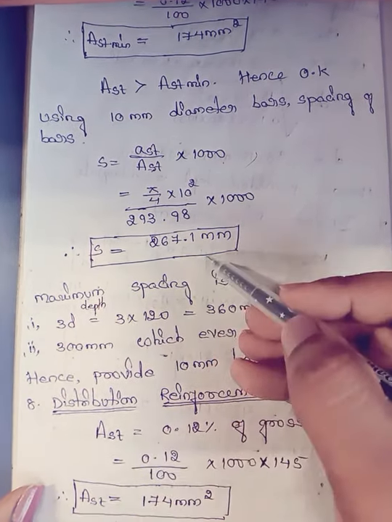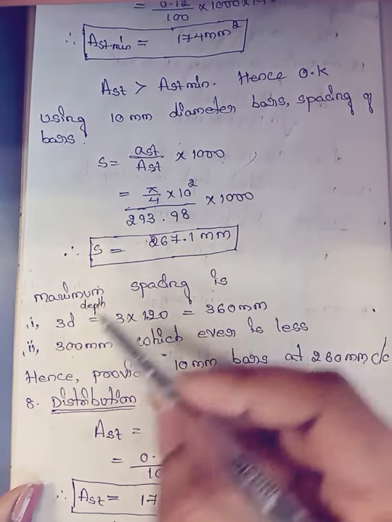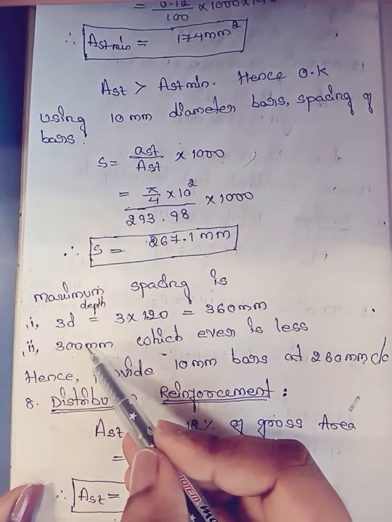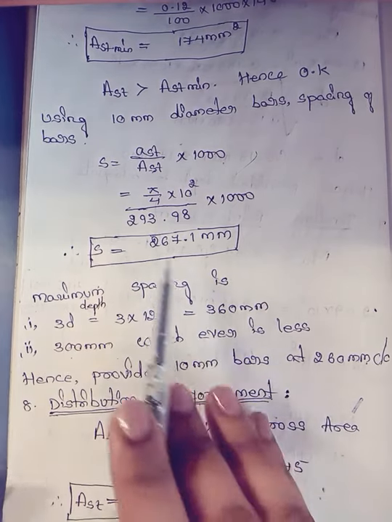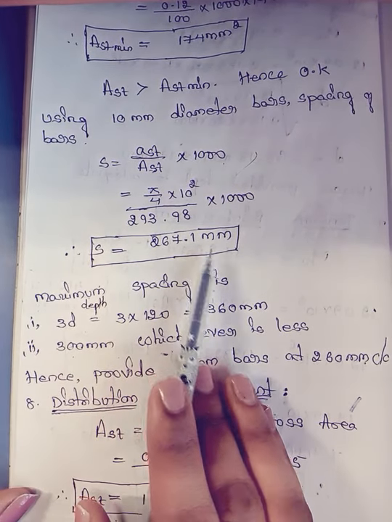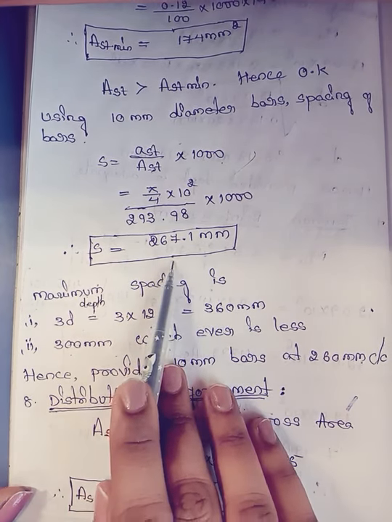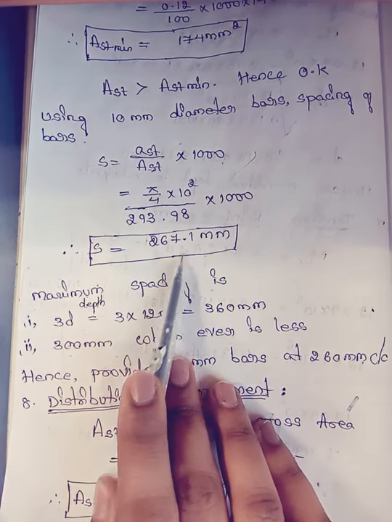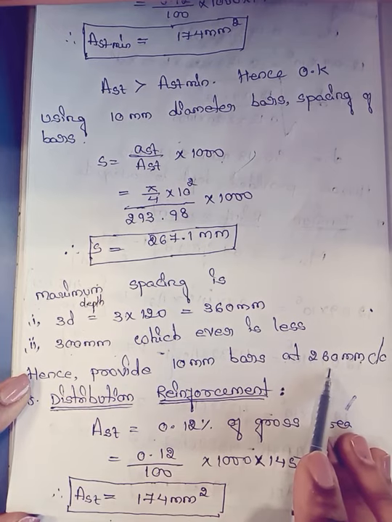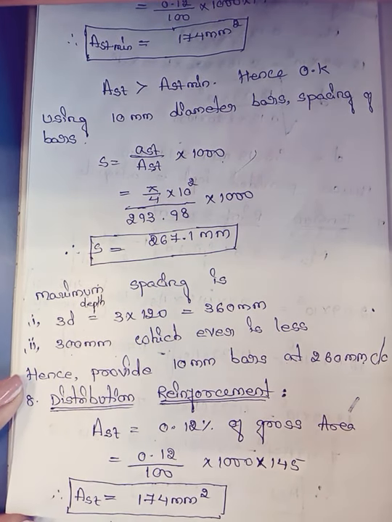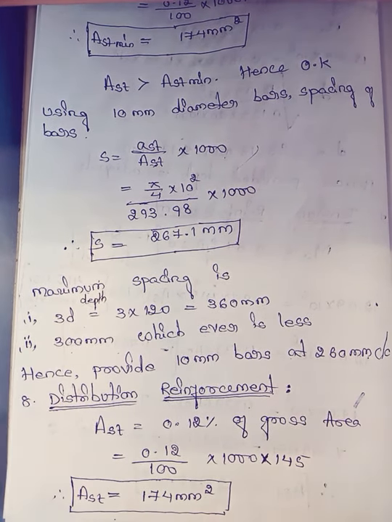So see all the spacing values: 267.1, 360 and 300. Which is least? 267.1 is the least. So hence provide 10 mm bars at 260 mm center to center. So we have calculated the tension reinforcement. Now we'll move to the distribution reinforcement.